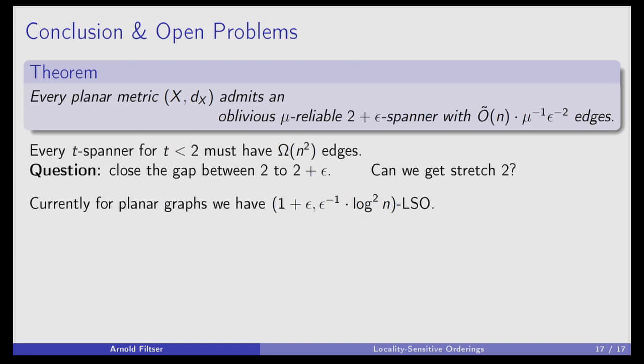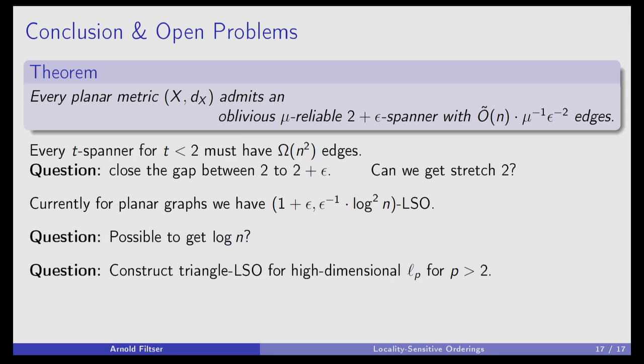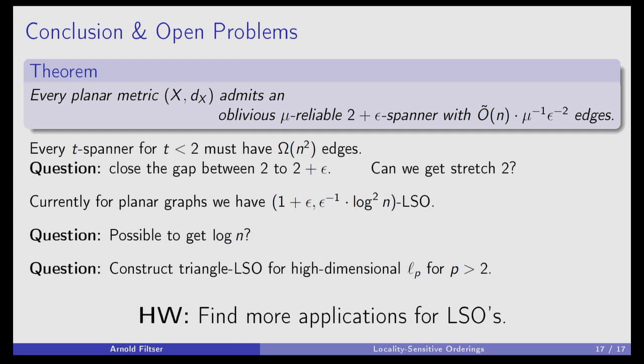In addition, again for planar graphs, this is currently our LSOs. I guess using the new tree covers that were presented here, you can shave one of the logs. But we don't have any lower bounds, so maybe you can even remove that. Another space that we don't know much about yet is L_p spaces for p larger than 2. So that's that. And the homework is to find more applications for this new tool of locality-sensitive orderings. Thank you.